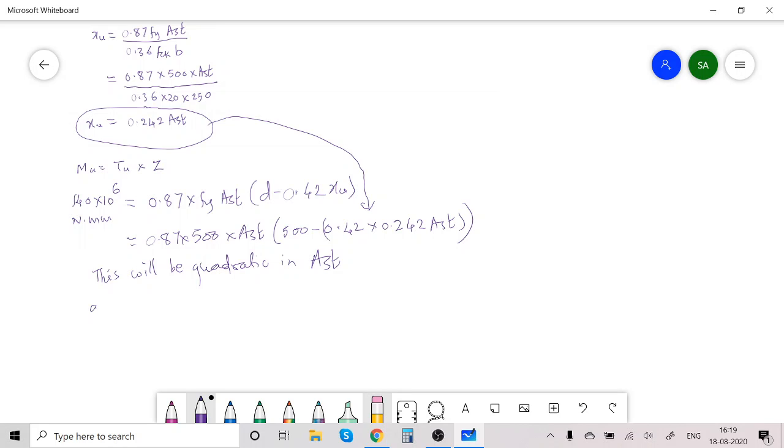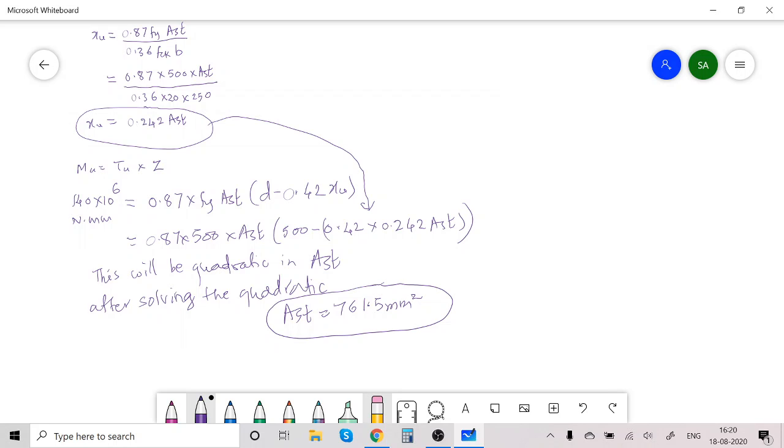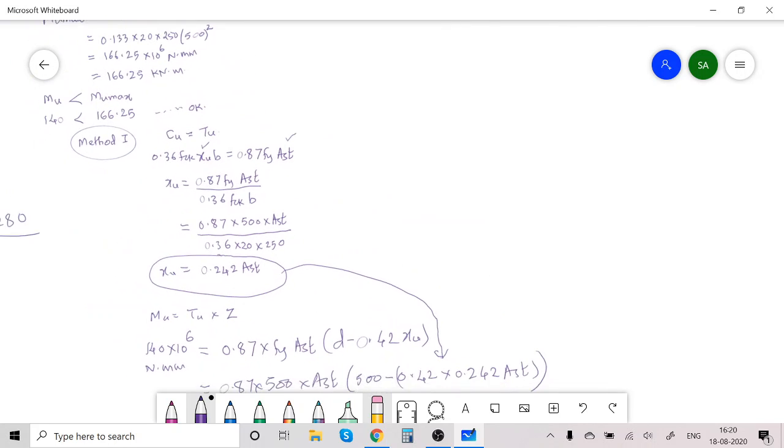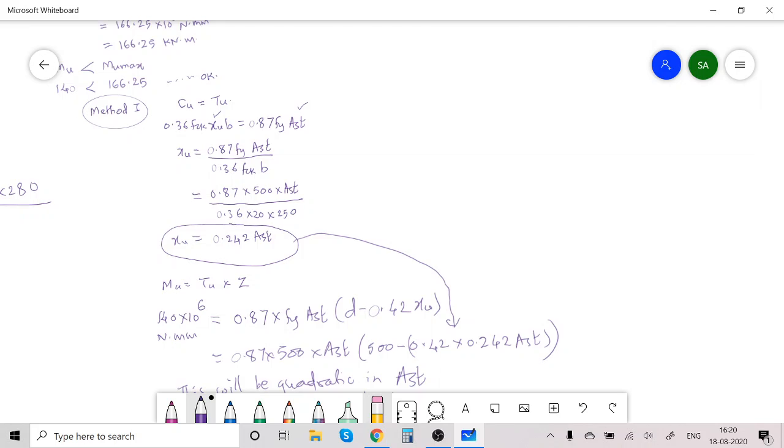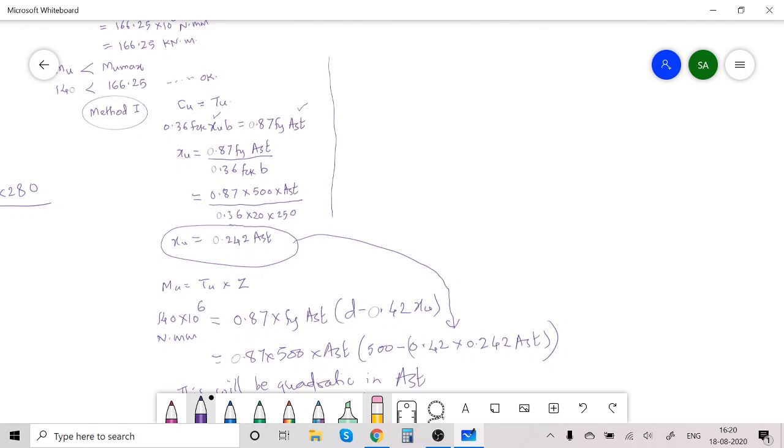And after solving the quadratic, you can solve this quadratic by any method, AST we get as 761.5 mm square. Okay. This is one method. Another method of finding AST that I will explain. This was method 1.